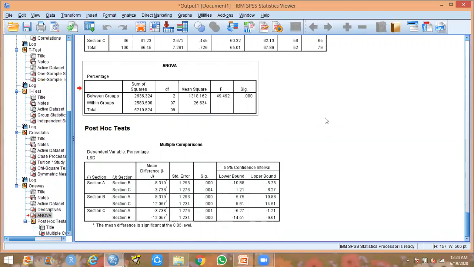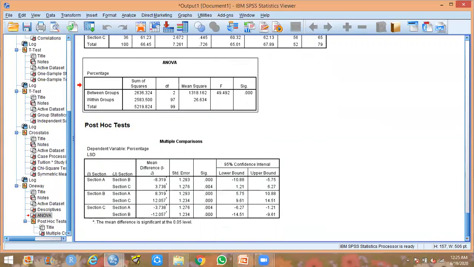We have applied the first post hoc test, a very popular post hoc test, that is least significant difference. Here the dependent variable, the study variable, is academic performance, which is in percentage. Now see, section A with section B, what could be the mean difference? That is 8.31. The minus sign is negligible, no need to take that minus into account.